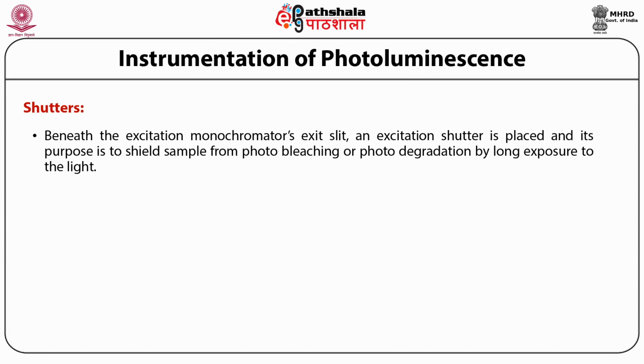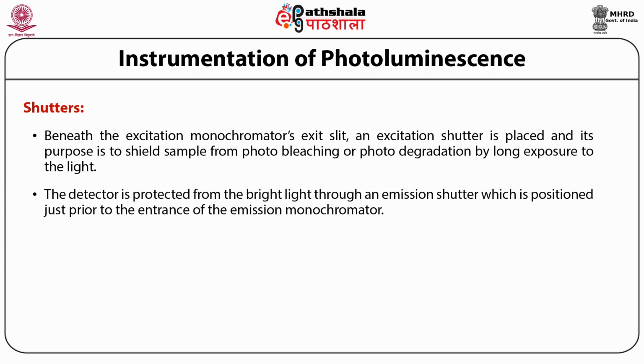Beneath the excitation monochromator exit slit, an excitation shutter is placed, and its purpose is to shield the sample from photo-bleaching or photo-degradation by long exposure to the light. The detector is protected from the bright light through an emission shutter, which is positioned just prior to the entrance of the emission monochromator. The sample compartment.